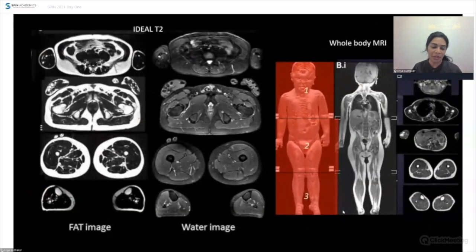Apart from the standard imaging, which is at the pelvic level, at the thigh level, and at the calf level, you can also do whole body imaging, which gives you a look at the neck muscles, the skull base muscles, as well as the upper limb muscles.